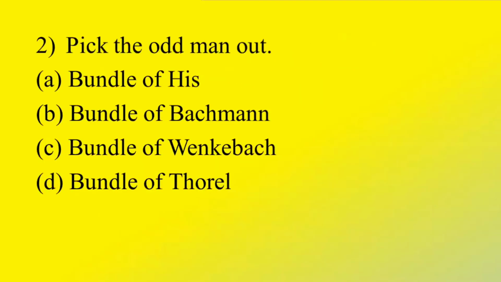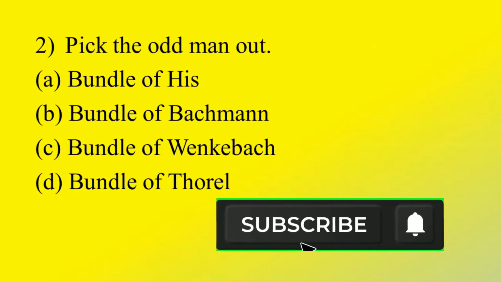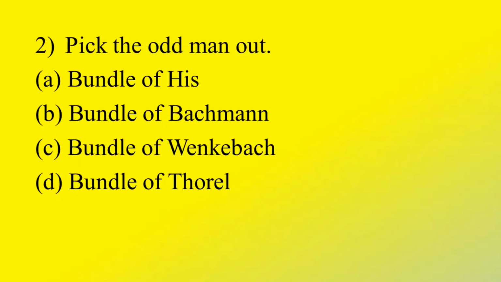Coming to the next question. Pick the odd man out in this. Bundle of His, bundle of Bachmann, bundle of Wenckebach, bundle of Thorel. Which is the odd man out in this? We have seen this in the second slide, I think, in the conduction system of heart. We saw a picture of a typical heart, right? Just think, just recall.